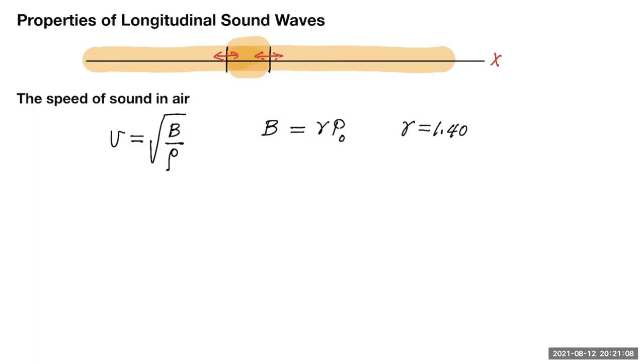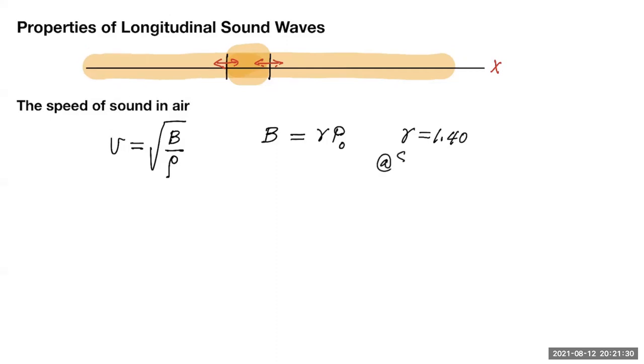And it makes sense that B is proportional to the air pressure P naught. I use P naught, not P, because P naught is the ambient pressure. The actual pressure is P naught plus delta P, but delta P is a tiny, tiny addition to the overall pressure, even though delta P is what's responsible for the sound that we hear. So let's consider STP, standard temperature and pressure. That's what STP stands for.